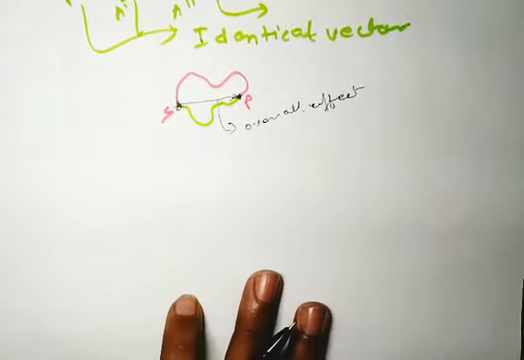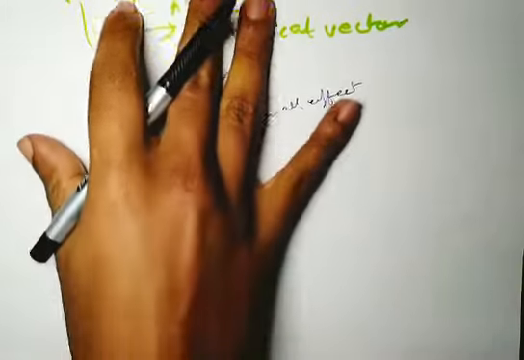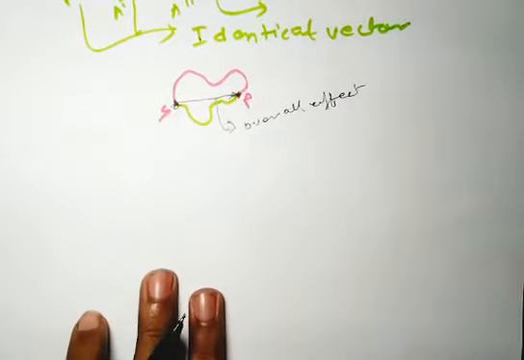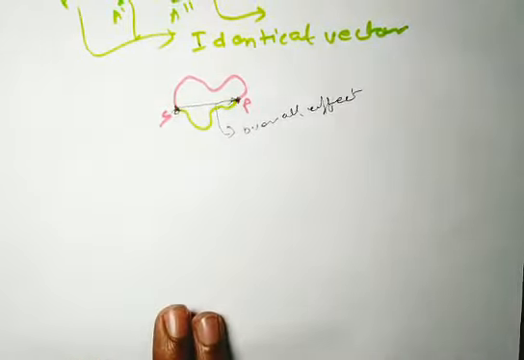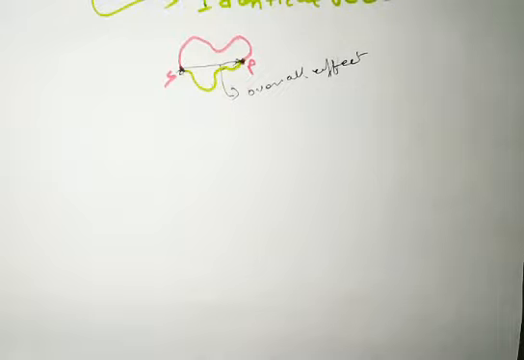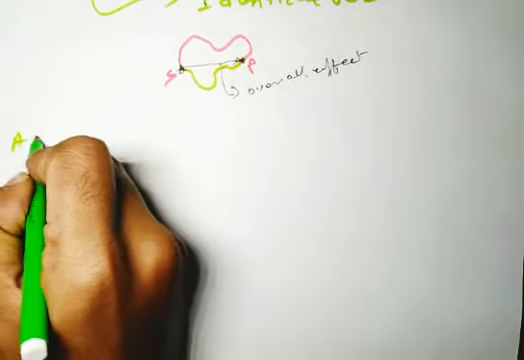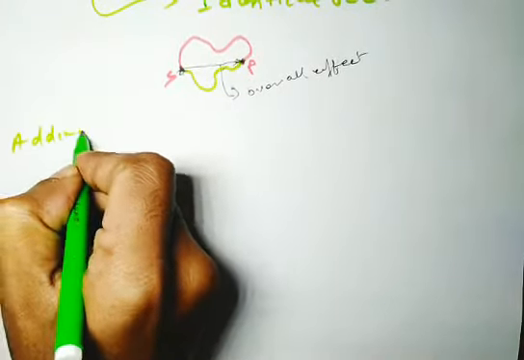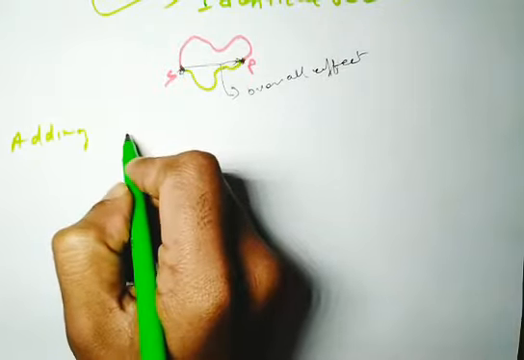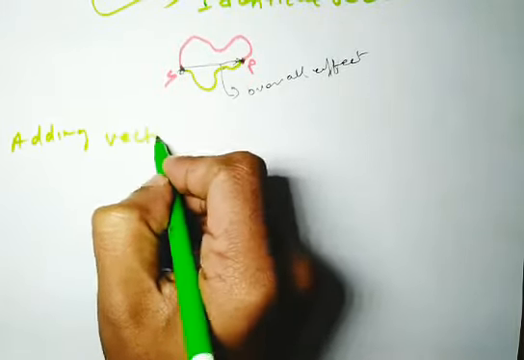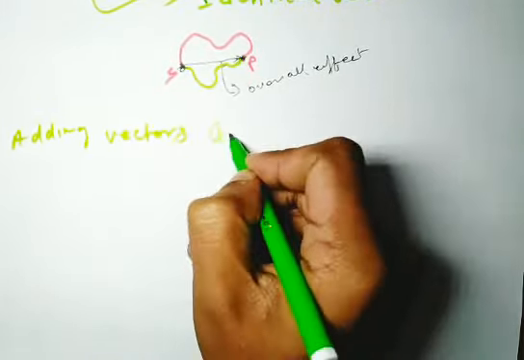Moving on, in vector we usually move on to adding or subtracting. So we can say adding vectors geometrically.